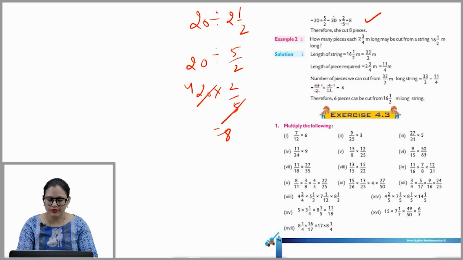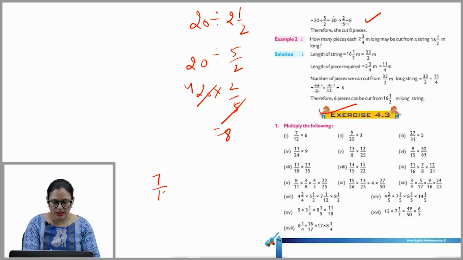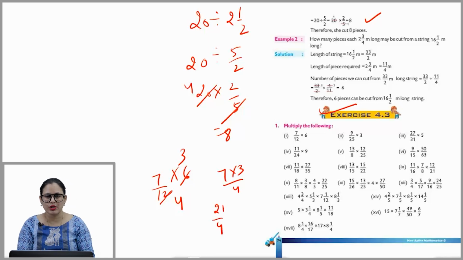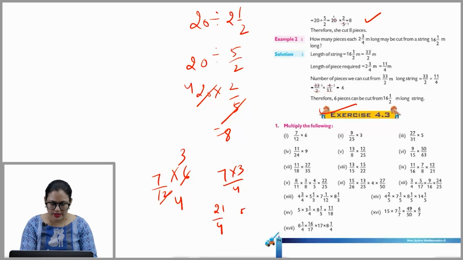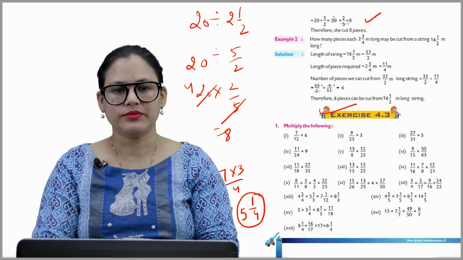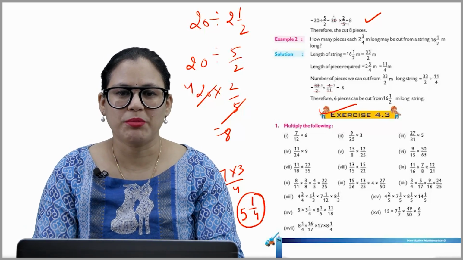Exercise 4.3. Number 1, multiply the following. 7/12 into 6. We can cancel these numbers by 2. 2 3s are 6, 2 6s are 12. Now 7 into 3/4. 7 3s are 21/4. Now convert this improper fraction into a mixed number. 4 5s are 20 and 1/4. So this is the answer. Right. Now students, you will practice the remaining questions.